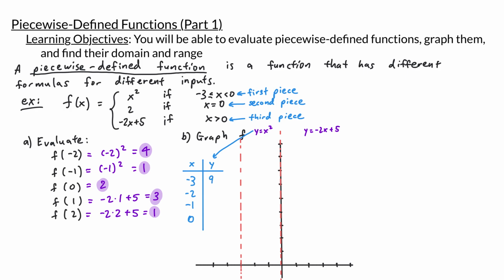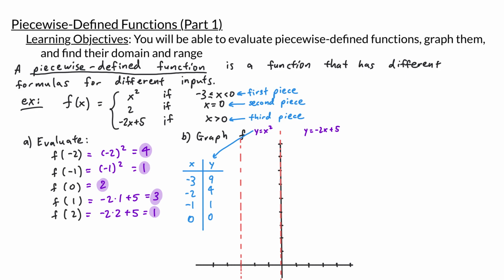At -2, we've actually computed the output there already. We got that was 4. At -1, again, we computed the output earlier. We got that the output is 1. Lastly, at x equals 0, plugging that into x squared, 0 squared gives me 0.